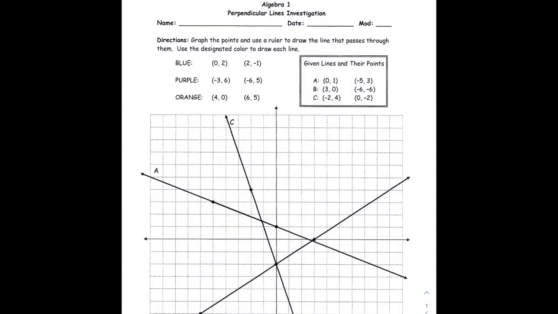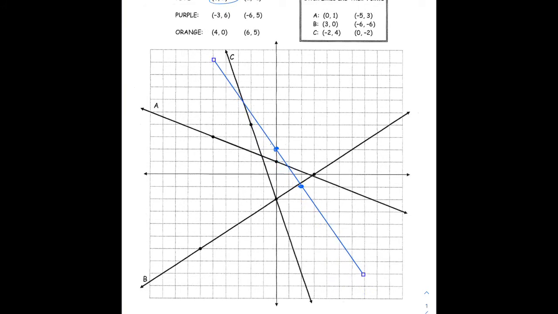So now let's check out the perpendicular line investigation. It's nearly identical, so I'll work through the same thing. Let's start by graphing the blue line. It's got the point (0, 2) and (2, -1), which is not there. There. And we'll draw the line that goes through both points. Make it nice and long, but still gotta go through both points. Give it some arrows.